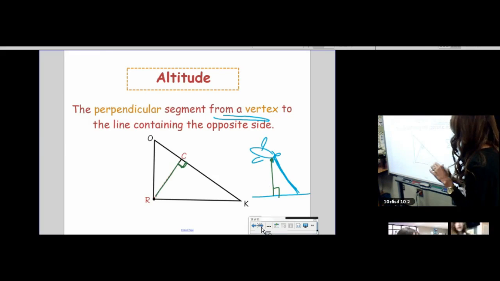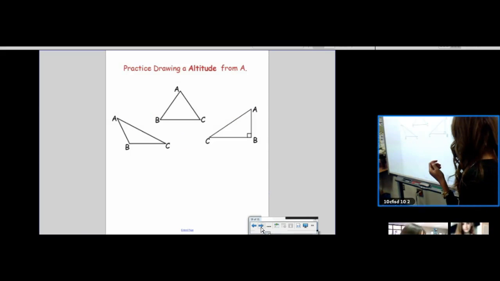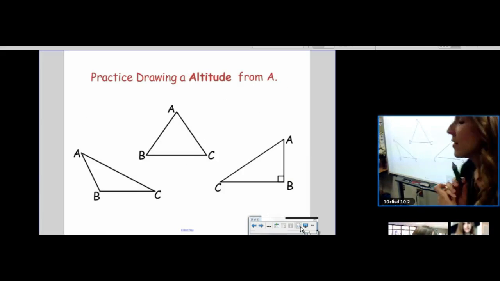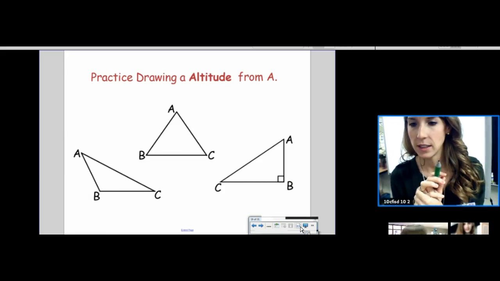Okay, let's see what an altitude looks like for 3 different triangles. This is very important. Everyone needs to listen to this part.